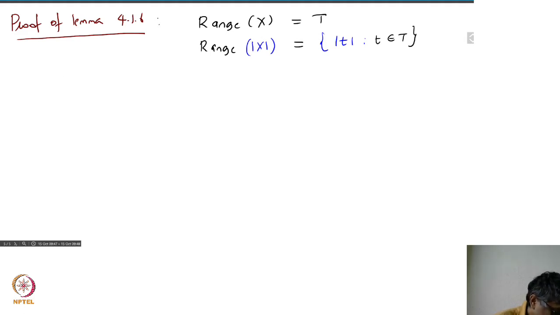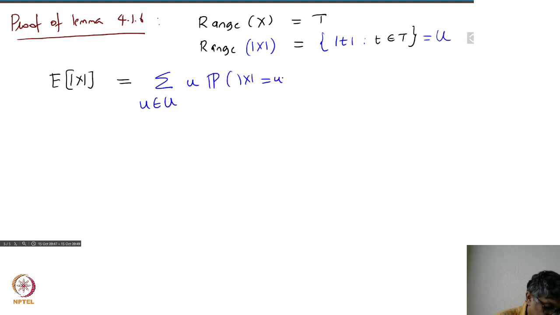Therefore, now you do E of mod X. You can go and find the distribution of mod X and do the whole thing. But as of now, we don't know anything about X. We just know X is a random variable. So E of mod X would be the same as the sum over, let me call this set U, the range of mod X. So it will be the same as the sum over U, number U times the probability mod X is equal to U.